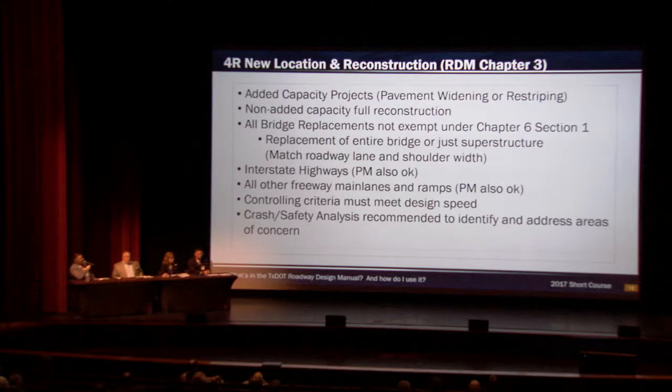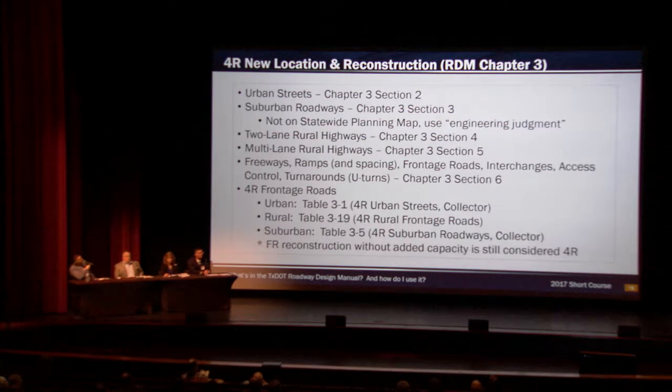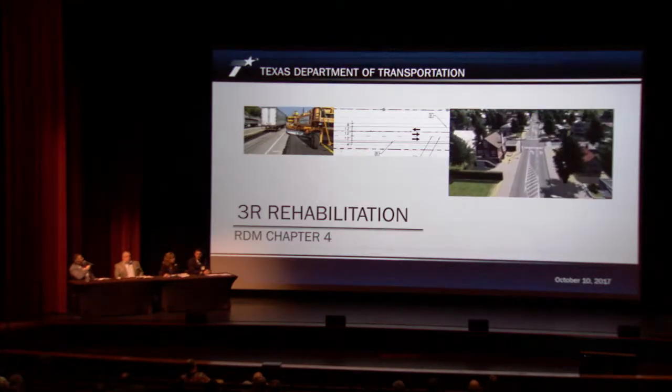All interstate highways have to be 4R, and that includes your main lanes, shoulders, and your ramps. But preventive maintenance is also okay. So 3R and 2R, you wouldn't use for interstate highway. Same thing for all other freeways. All the controlling criteria must meet the design speed, and then a crash safety analysis is recommended to identify and address areas of concern. And there's just a summary of all the different parts of the 4R section, Chapter 3 of the RDM. I'm not going to read through that.